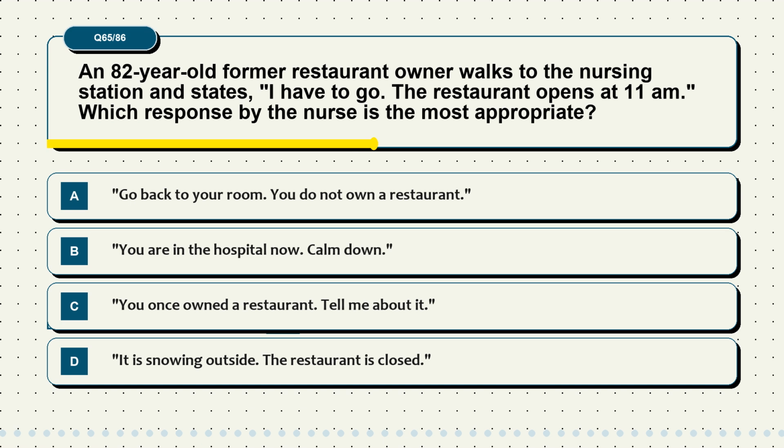Option A. Go back to your room. You do not own a restaurant. Option B. You are in the hospital now. Calm down. Option C. You once owned a restaurant. Tell me about it. Option D. It is snowing outside. The restaurant is closed.